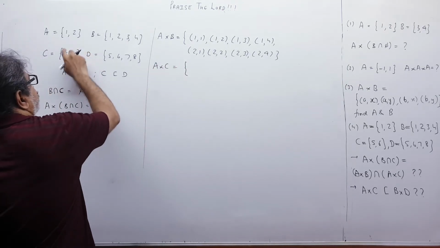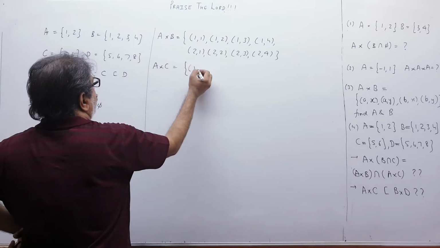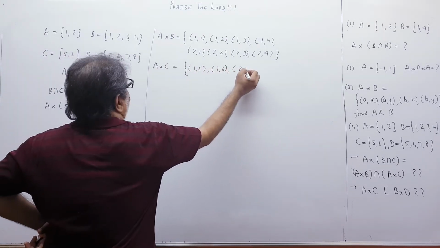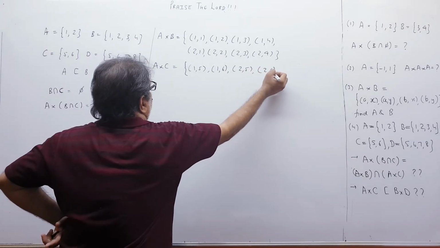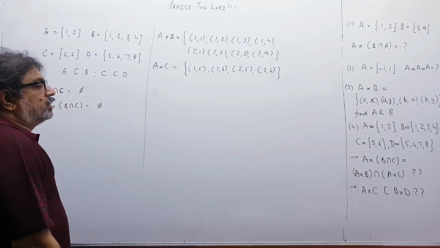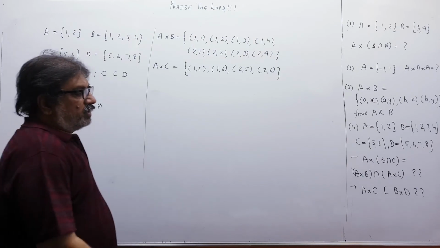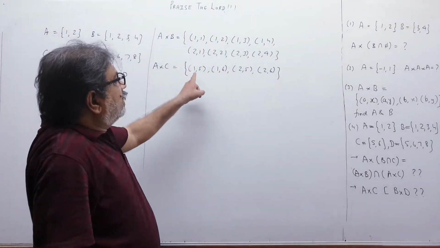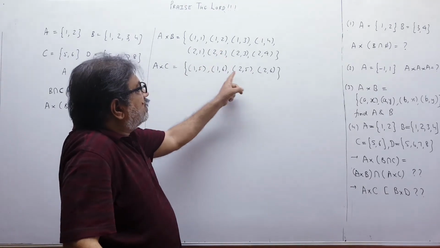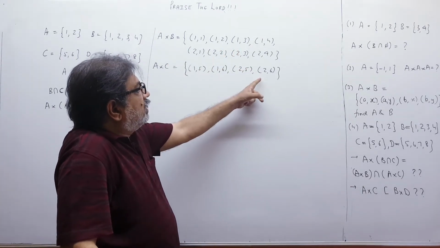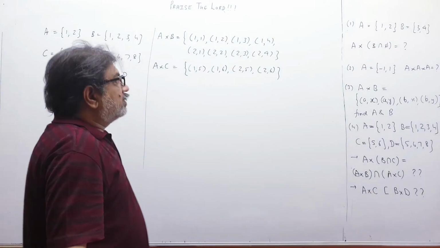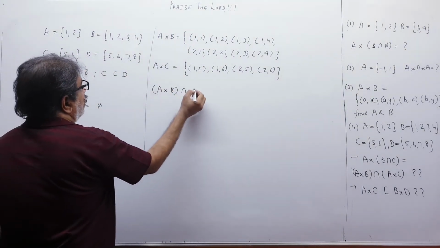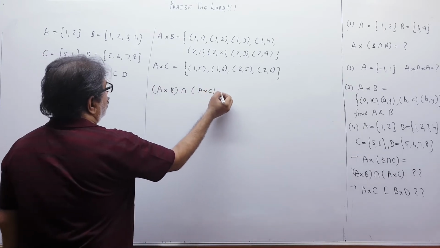A cross C. So (1,5), (1,6), (2,5), (2,6). We want intersection of this, A cross B intersection A cross C. So (1,1) is here, (1,1) is not here. (1,2) is here? No. (1,3)... Like that, you will find no element is common. So we can see that A cross B intersection A cross C is null set. So it is true.